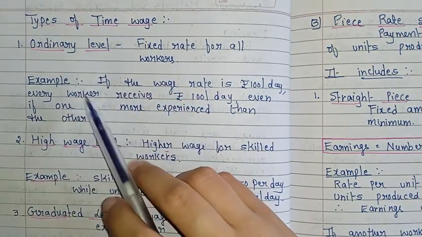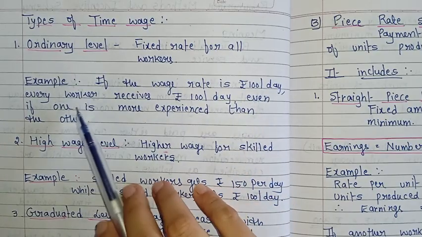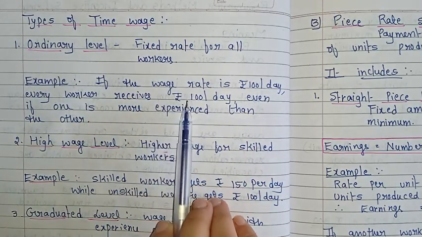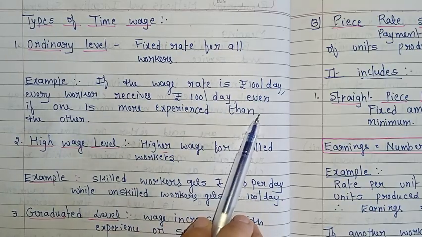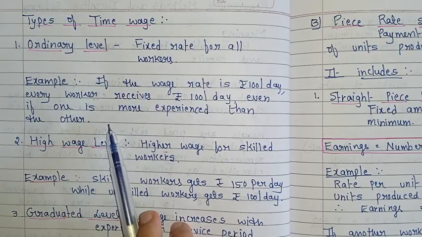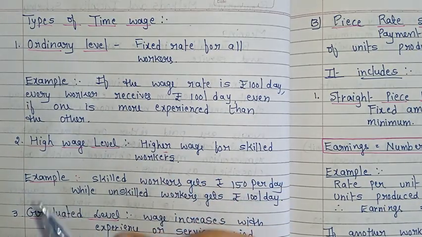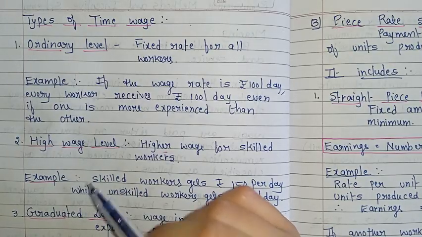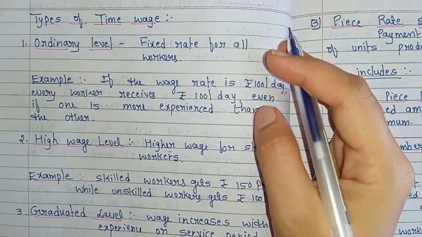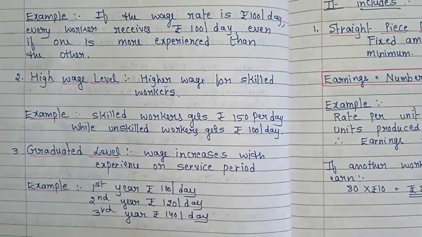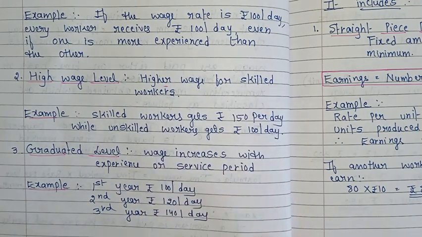Clear? For example, if the wage rate is rupees 100 per day, every worker receives rupees 100 per day, even if one is more experienced than the other. Whether the employee is experienced or not, in the ordinary level, the workers are paid the same fixed rate. Clear? And the second one is high wage level. In high wage level, higher wage for skilled workers.